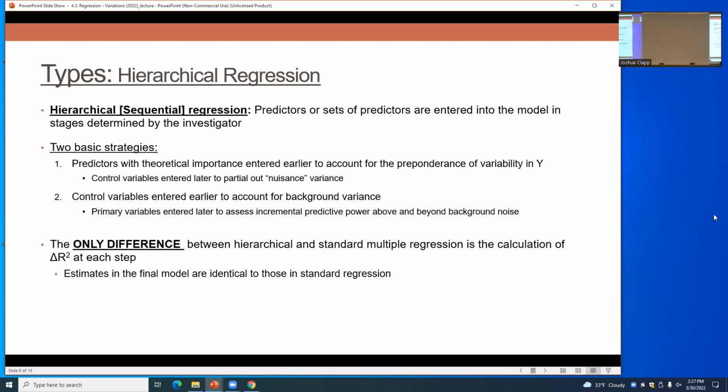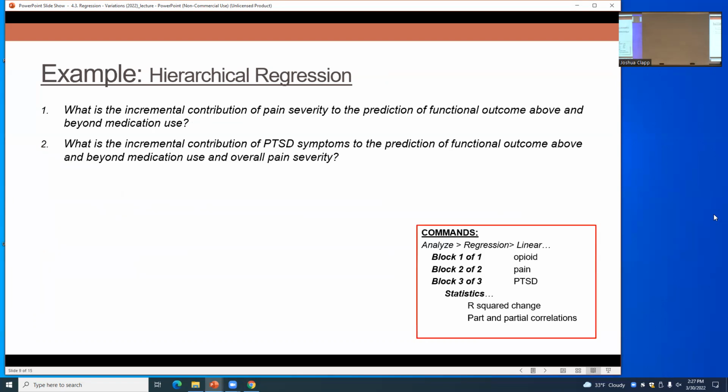If you have a series of R squared values, are you visually expecting them to be sufficiently different, or is this a formal test? No, there's a formal test for this. Let's say what we're interested in is the incremental contribution of pain severity in the prediction of functional outcome above and beyond medication use. And then we want to know the incremental contribution of PTSD symptoms in the prediction of functional outcome above and beyond medication use and overall pain severity.